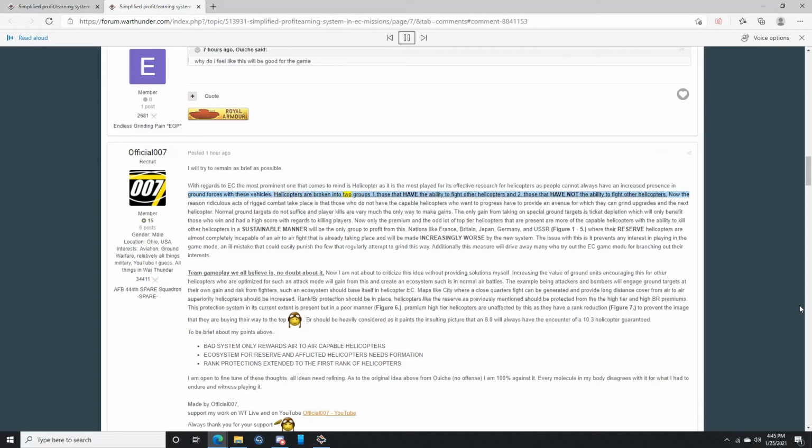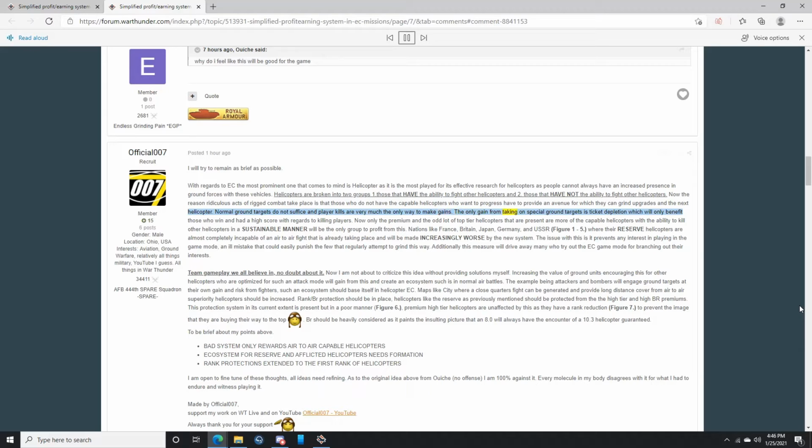Helicopters are broken into two groups: 1. Those that have the ability to fight other helicopters, and 2. Those that have not the ability to fight other helicopters. Now, the reason ridiculous acts of rigged combat take place is that those who do not have the capable helicopters, who want to progress, have to provide an avenue for which they can grind upgrades and the next helicopter. Normal ground targets do not suffice, and player kills are very much the only way to make gains.